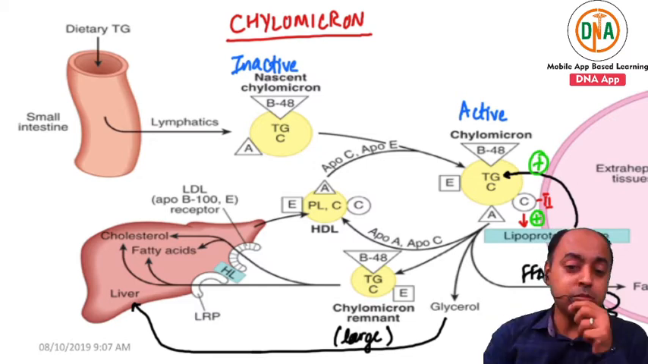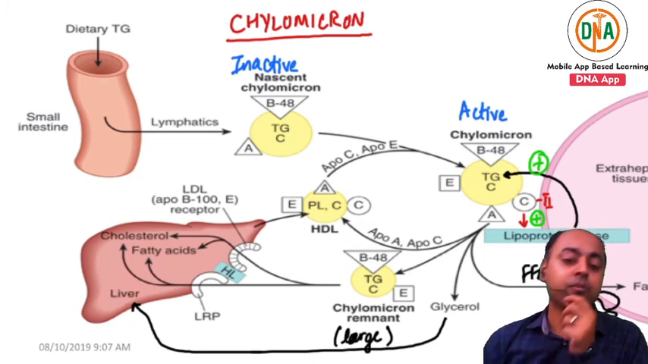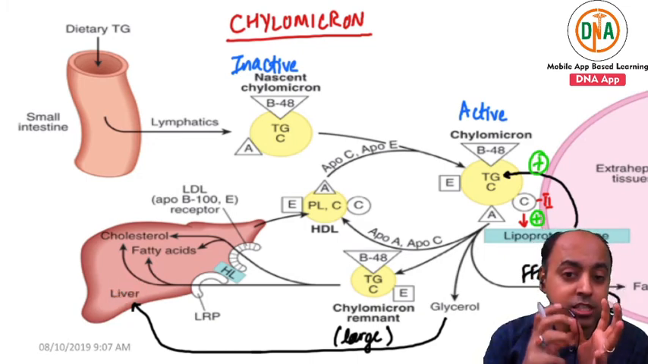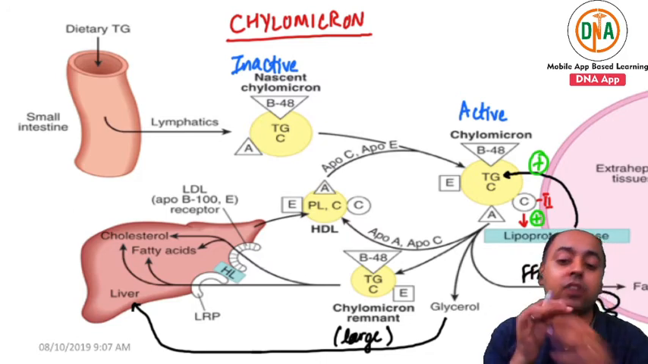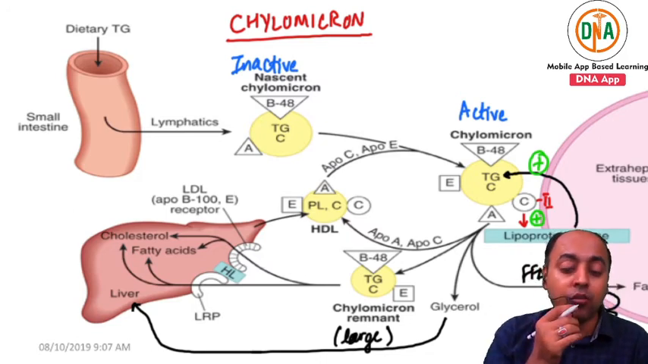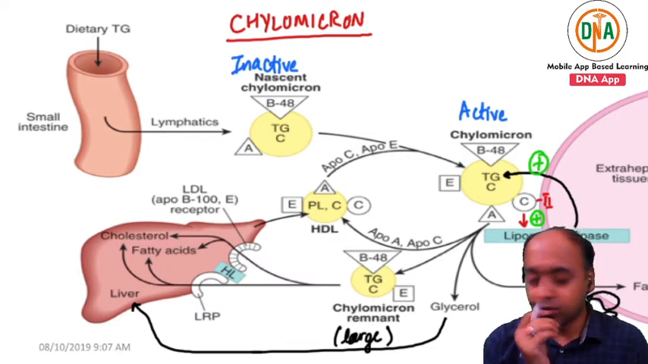Whereas when it comes to the liver, in the hepatic sinusoids there is a lot of flexibility in the membrane, so even big particles can be engulfed. That is how the chylomicron remnant is taken up by the hepatocytes, but it cannot be taken up by the extrahepatic tissue because less flexibility is there. So that's about the chylomicron.